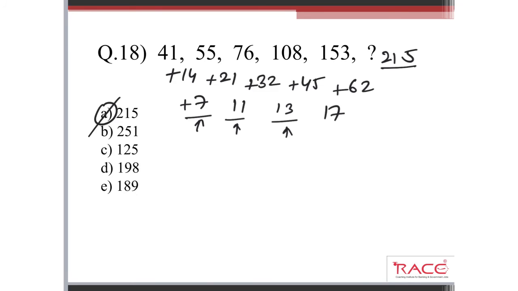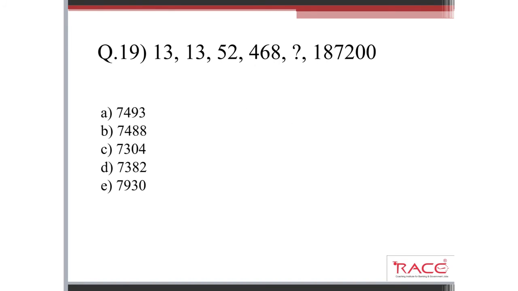Again a series, a very interesting question: 13, 52, 468. Simply start from here. How to reach from 52 to 468? If I simply multiply by 9, 9 2s are 18, 9 5s are 45 plus 1, 46.